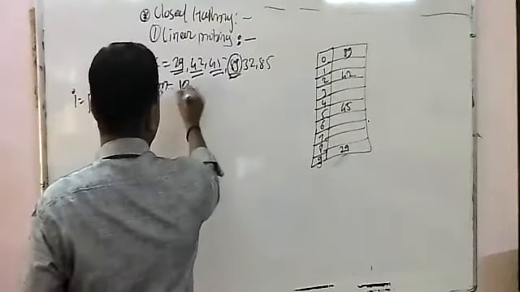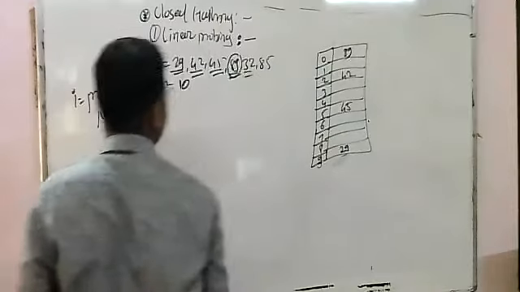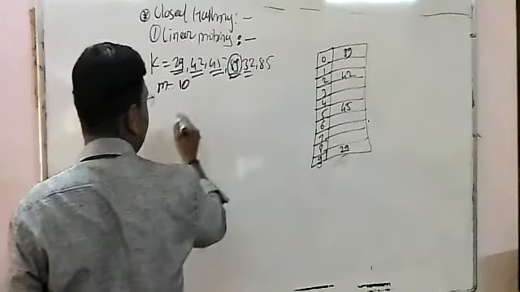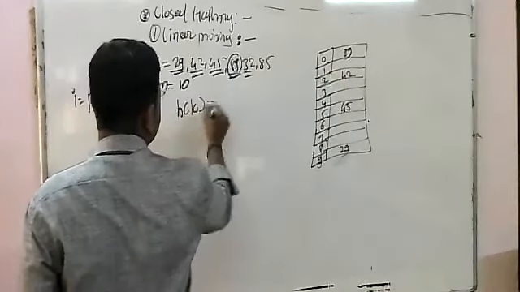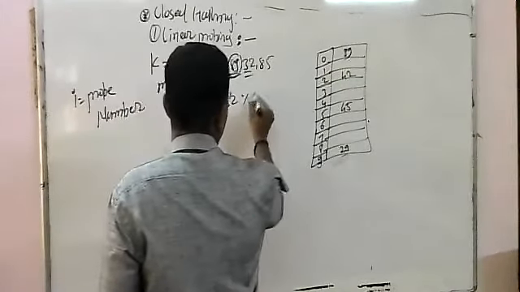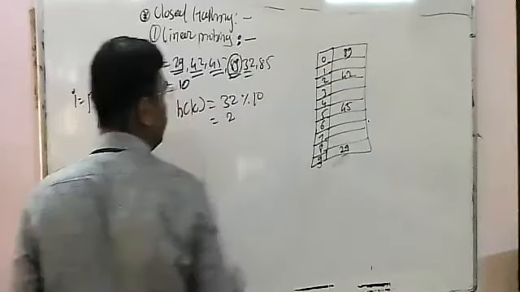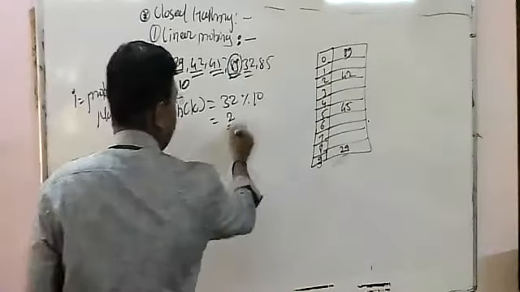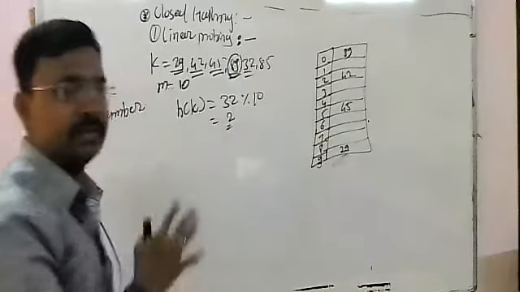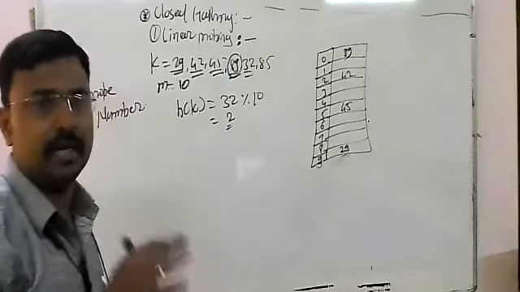N is equal to 10. 89. 32. For 32, what we have to do? Just calculate it. H of k is equal to 32 mod 10 is equal to 2. Okay, right? Next, 2 already element presented. There is only one element. You can store at index.